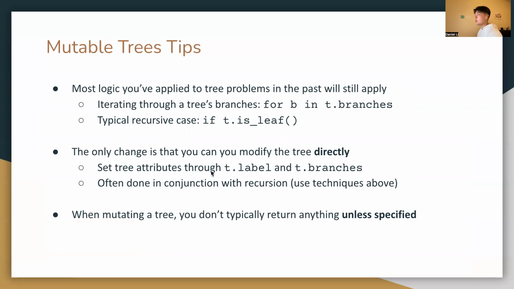The only change is that you can modify the tree directly, right? We can set tree attributes through t.label and t.branches as we've seen in the previous slides. And this is often done in conjunction with recursion. And one last thing is when mutating a tree, you don't typically return anything else unless specified in the problem. So when you're editing the contents of a tree using the class Tree, you won't really return anything unless the question specifies, oh, after you change this label here, I want you to return the original tree with the changed label. So yeah, something like that.